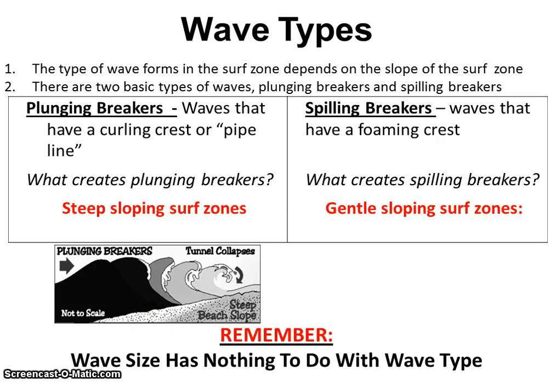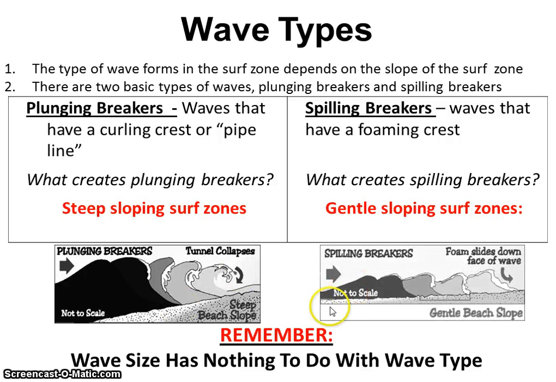On the Jersey Shore, we don't have a lot of steep sloping surf zones. Instead, we have much more gentle sloping surf zones. Still an area that slows down the bottom of the wave, but just much less dramatically. And as a result, you don't get as much of a lean and you don't get as much of a squish, and so you don't get as much of a splash. Spilling breakers don't curl over on the top. They basically just kind of froth, and that froth rolls down the side.